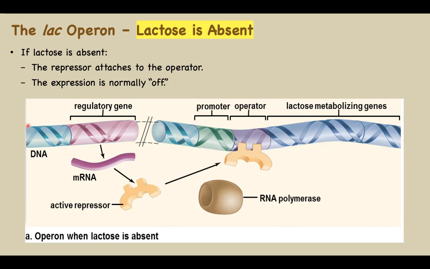Okay, so this photo shows when lactose is absent. Bila tak ada lactose in the cell. So when there is no lactose or any lactose sugar in the cell, the repressor, this one, the active repressor, then akan attach to the operator. Bila dia attach to the operator, RNA polymerase tak bind and the expression is off. Maksudnya tak ada transcription happen. Okay, this is when lactose is absent. Okay, so kalau tak ada lactose, you have to remember tak ada transcription happening. Okay, this is in prokaryote.